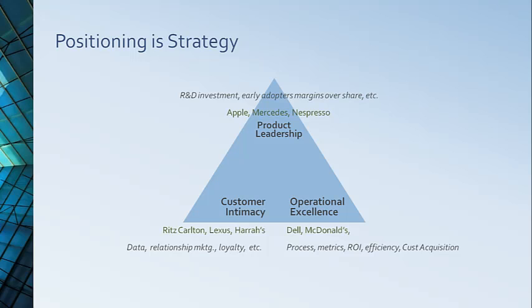And last, operational excellence. There are companies like Dell and McDonald's and others that focus on process and metrics to drive maximum efficiency. And so those companies are going to be offering you the lowest price. The only way McDonald's can offer a $1 hamburger is if they have a supply chain that is phenomenally orchestrated and have incredible processes and tons of metrics.